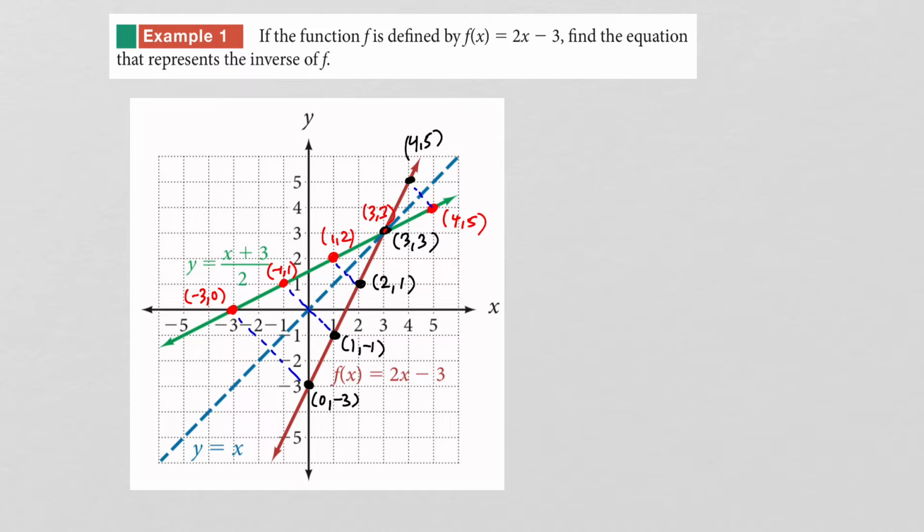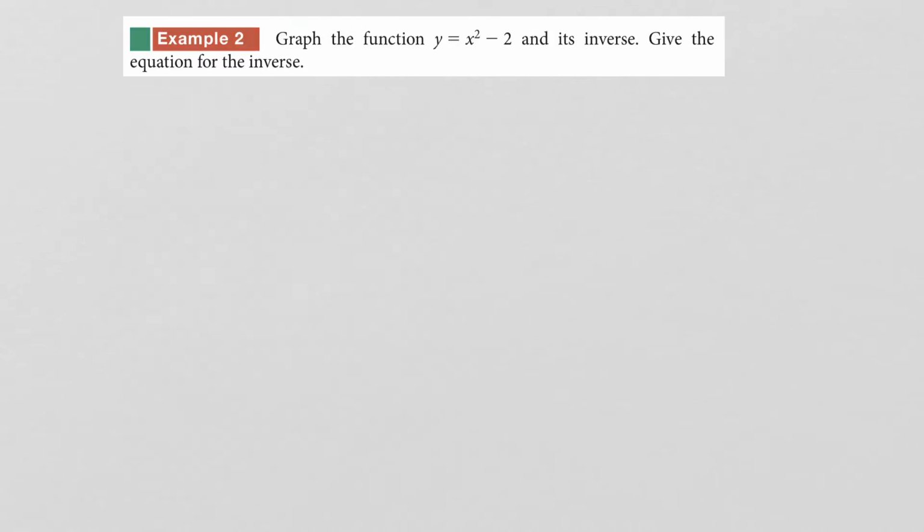Let's take a look at a second example. So our next equation is y equals x squared minus 2. I want to find the equation of its inverse, and then we'll take a look at their graphs. So I start with y equals x squared minus 2, and the way we get the inverse is we switch x and y. So y becomes x, and x becomes y. And if you do that, you get x equals y squared minus 2. This is the inverse equation.